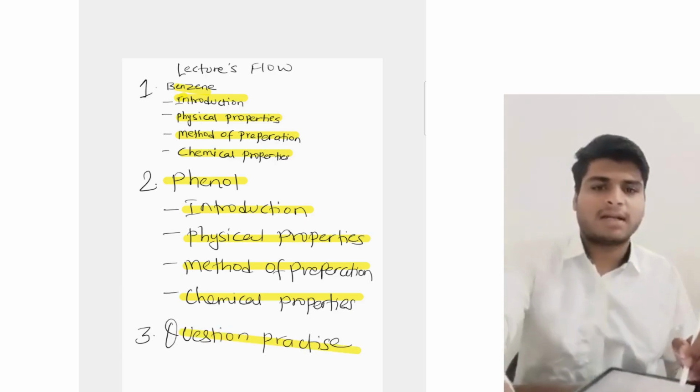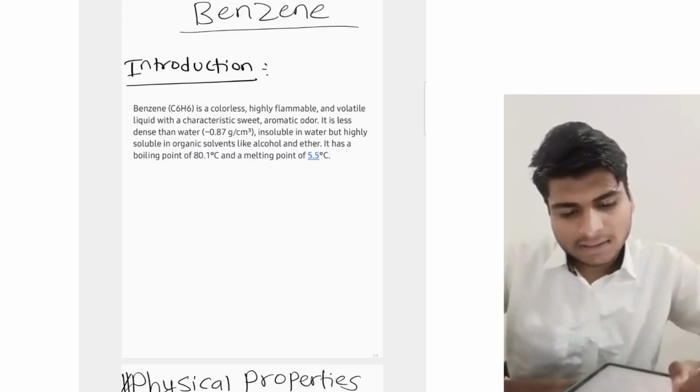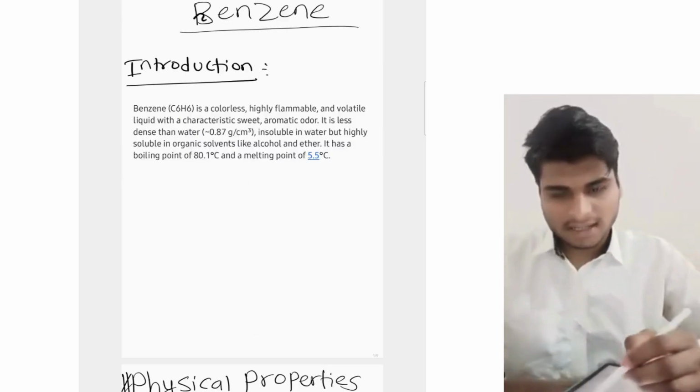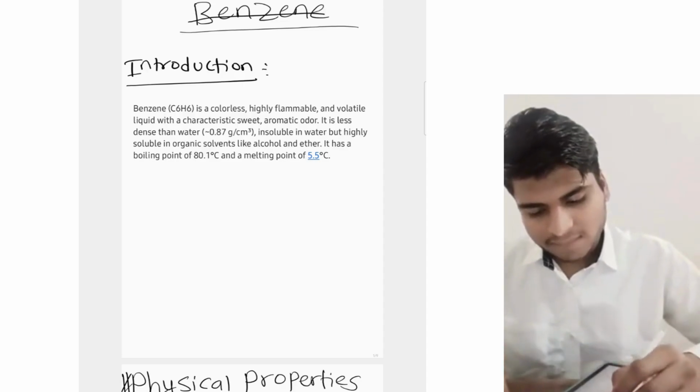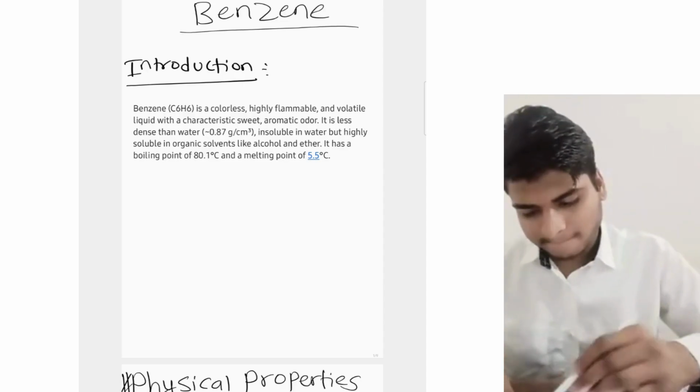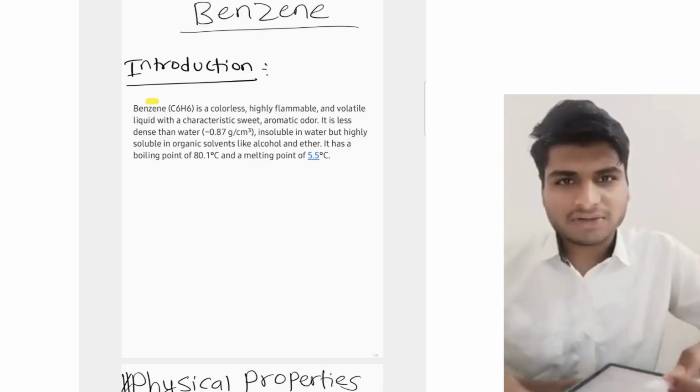And let's start with the benzene, and this is the topic. Okay, let's start with the introduction.